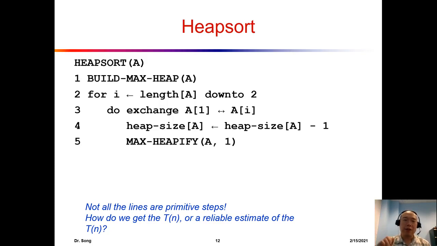Why? Because each time we grab the largest value from the root and put it at the end of the list. So the largest value will be kicked out first and then they will be at the end. So we sort this list from low to high.